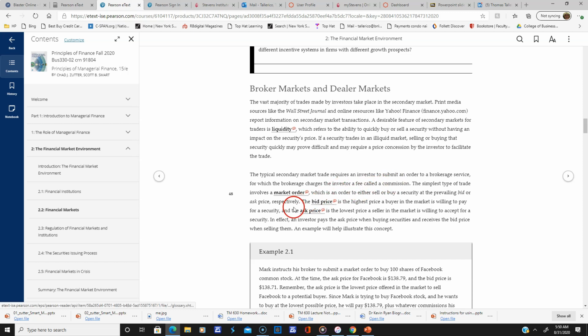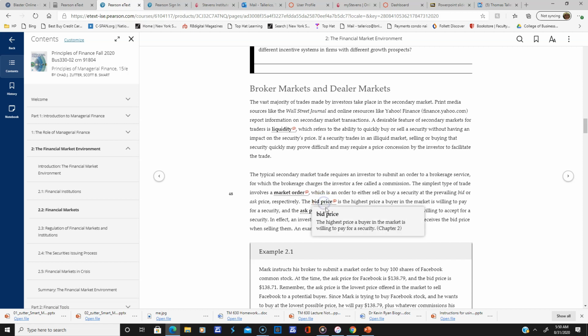So the simplest type of trade involves a market order, okay? An order to either buy or sell a security at the prevailing market price. And that's what I usually do. I buy them right away, which is an order to either sell or buy a security at the current price, all right? And securities have two prices, buy and sell, or bid and ask, okay?